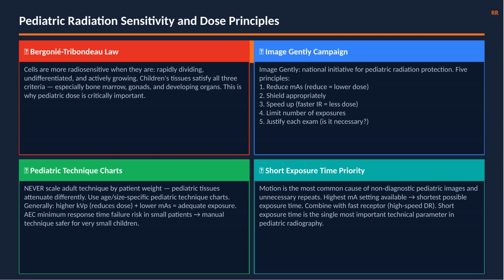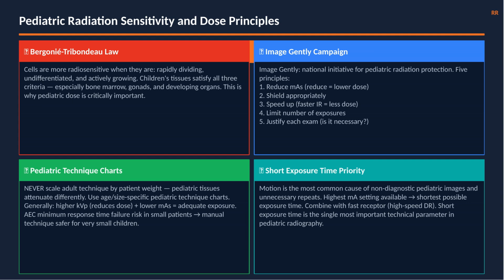Image Gently. The National Pediatric Radiation Protection Campaign defines 5 principles. Reduce. Use lower mAs than adult technique. Shield. Gonadal and thyroid protection on every appropriate exam. Speed. Use the fastest IR and shortest exposure time possible. Limit. Take only the images clinically necessary. And justify. Every exam should have a clear clinical indication. Is this exam truly necessary?